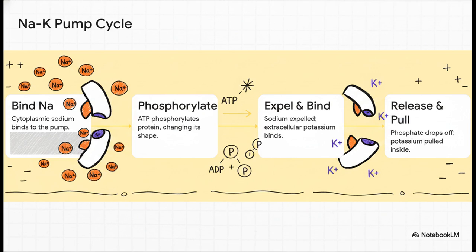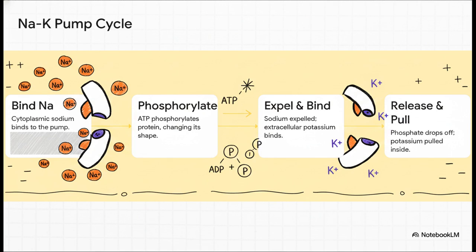Your cells desperately want a lot of potassium inside and a lot of sodium outside, which goes totally against the natural flow. So, step 1, cytoplasmic sodium binds right to the pump protein. Step 2, ATP slops a phosphate group onto the protein, which radically, physically changes its shape. Step 3, that sudden shape change violently expels the sodium outside the cell, which conveniently opens up new binding sites where external potassium attaches.